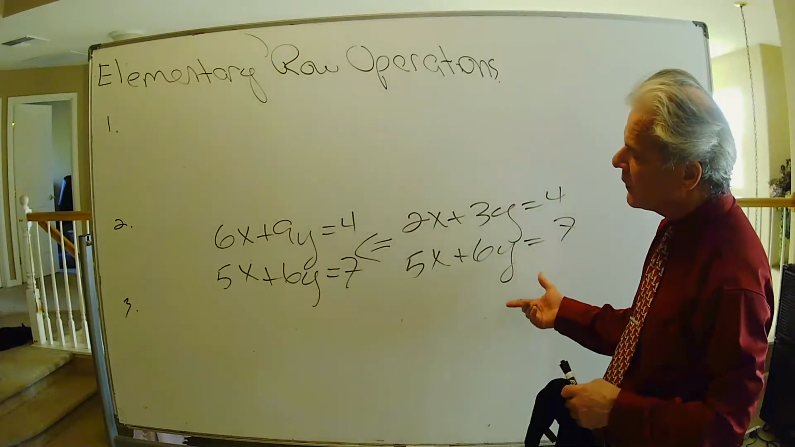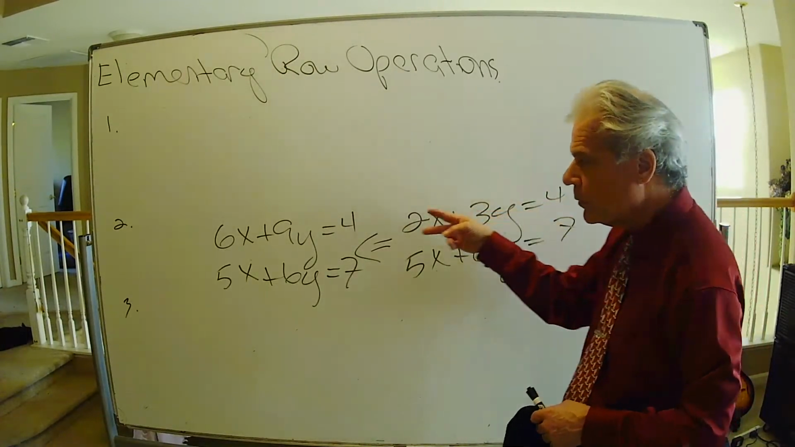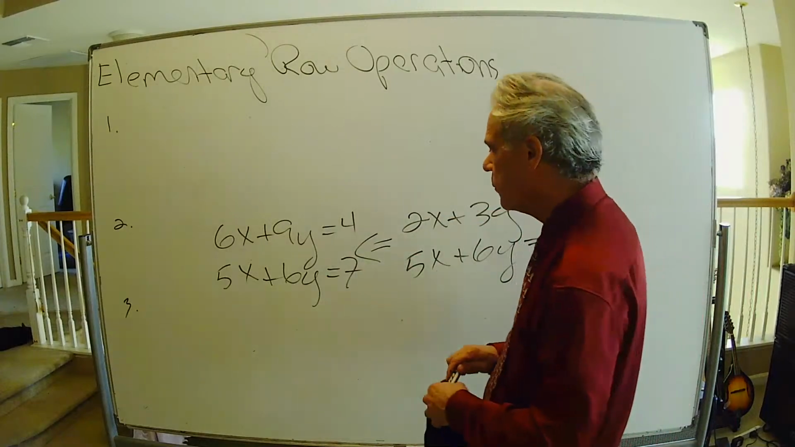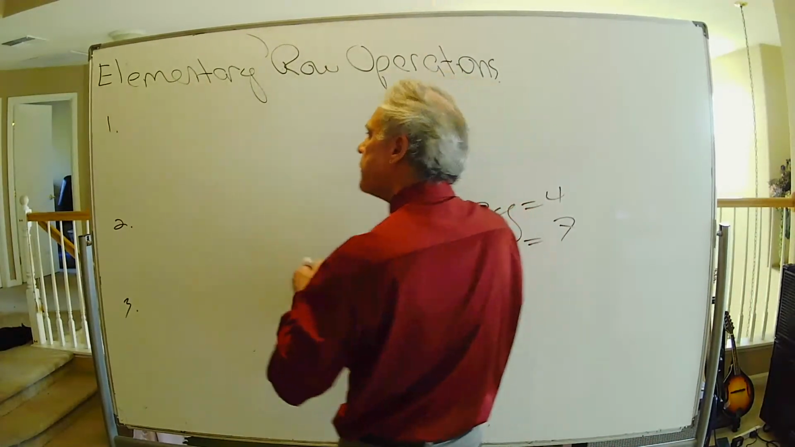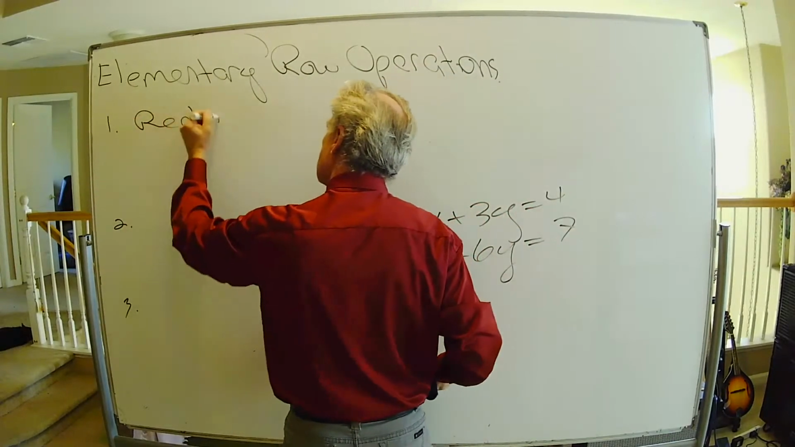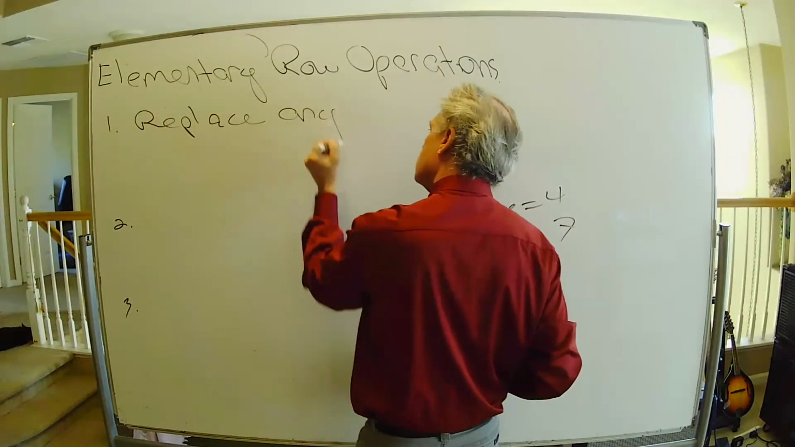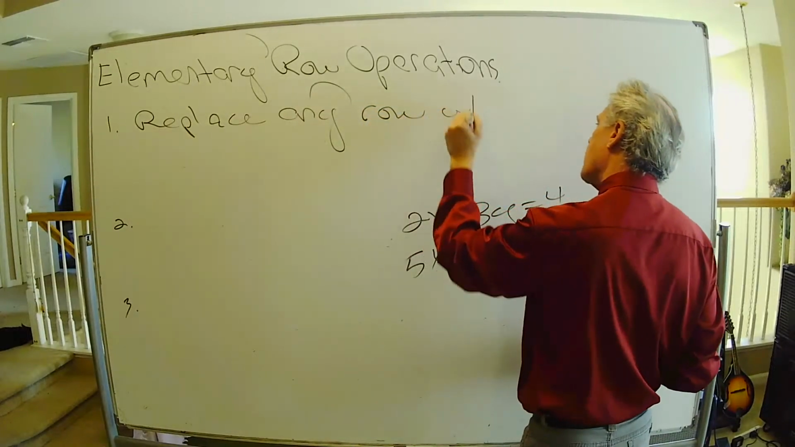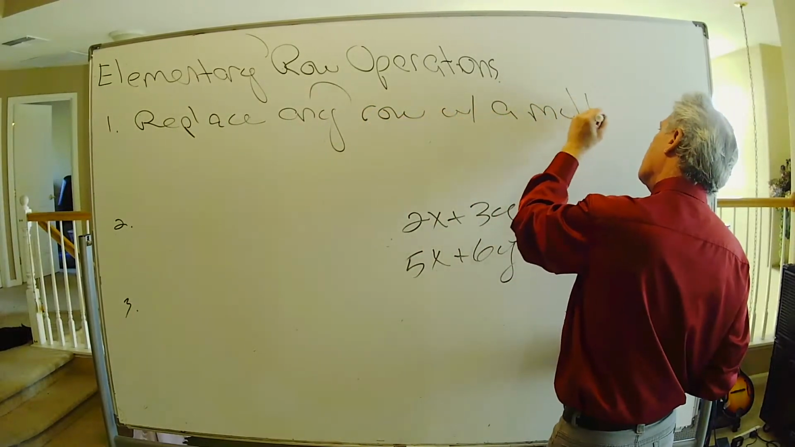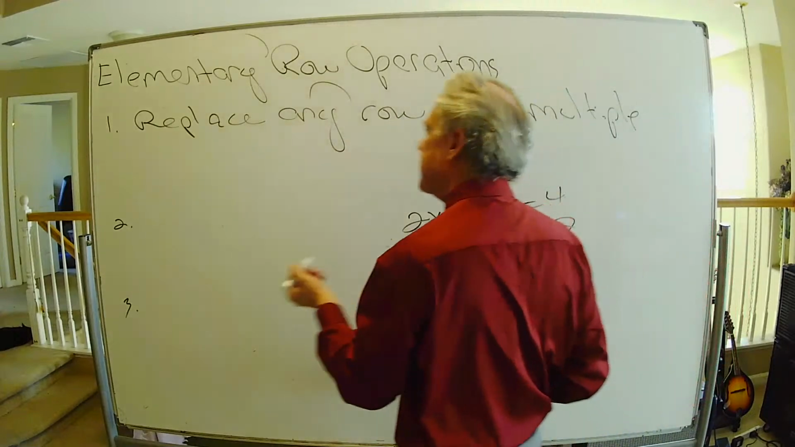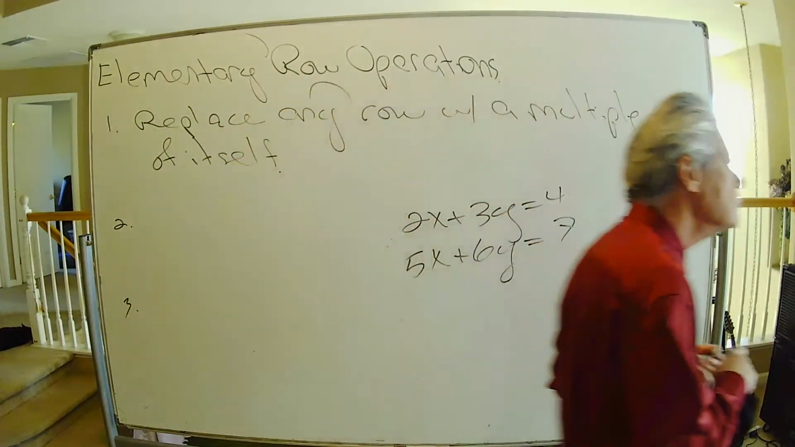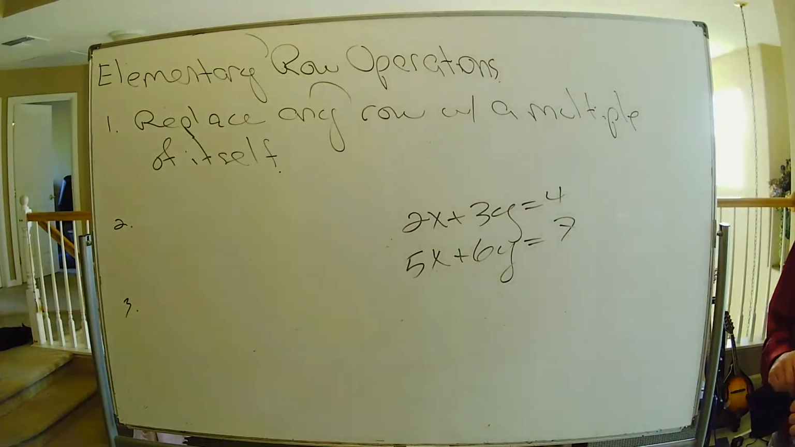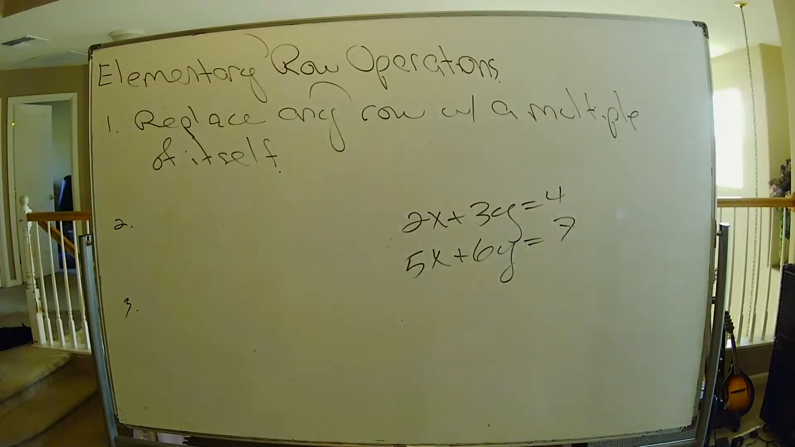But back in matrix form, doesn't that amount to just replacing one row with a multiple of itself? So there's my first elementary operation. I can replace any row with a multiple of itself. Now, maybe I have no reason for multiplying both sides of that first equation by 3, but it's legal, and it doesn't change my solutions.